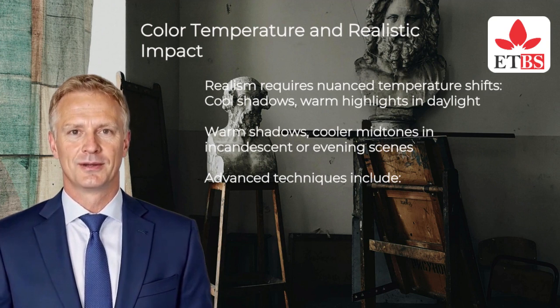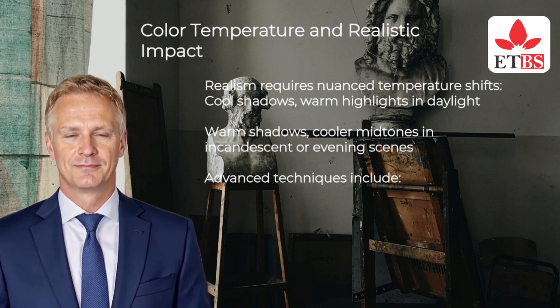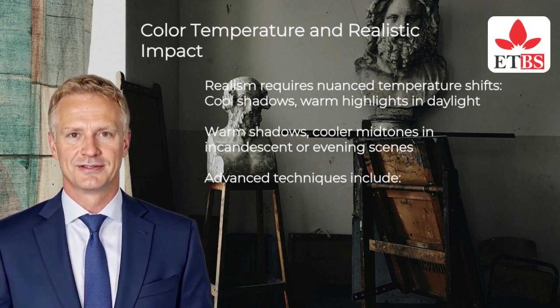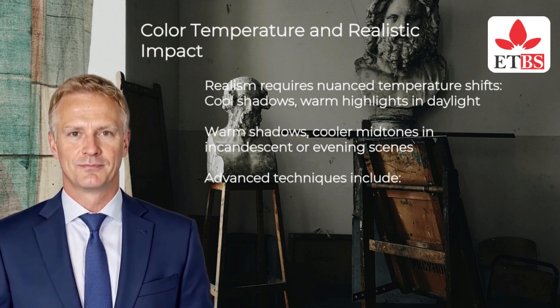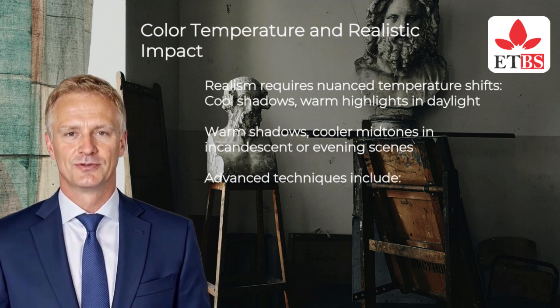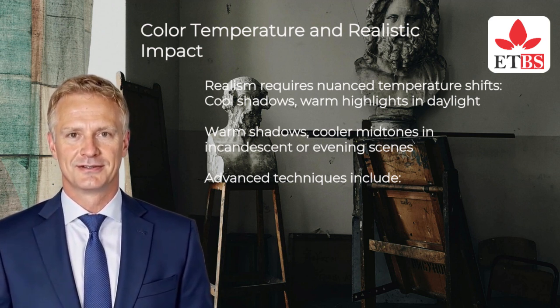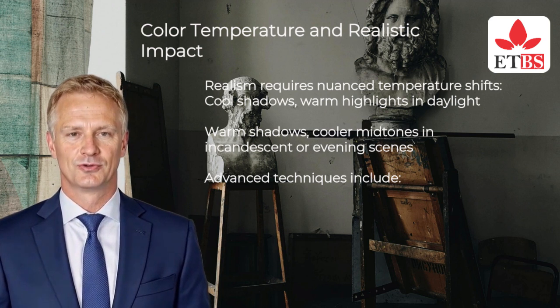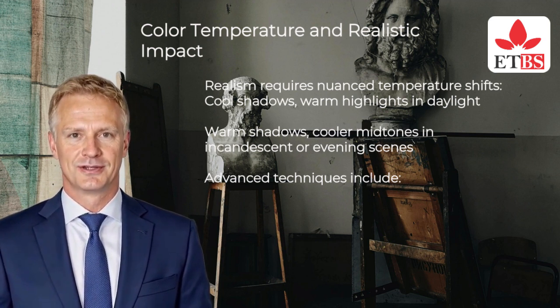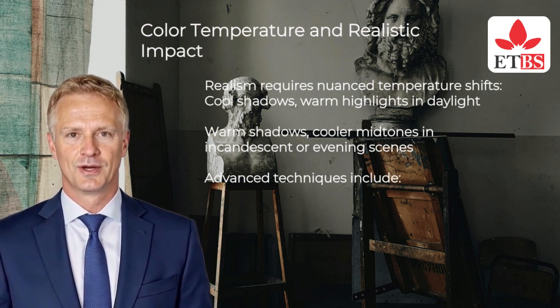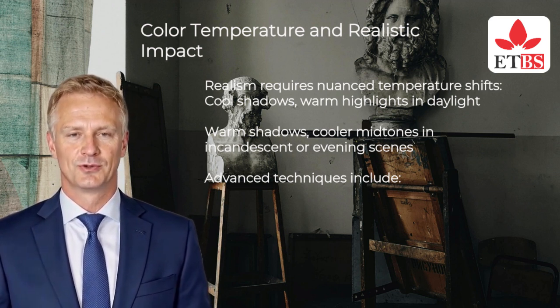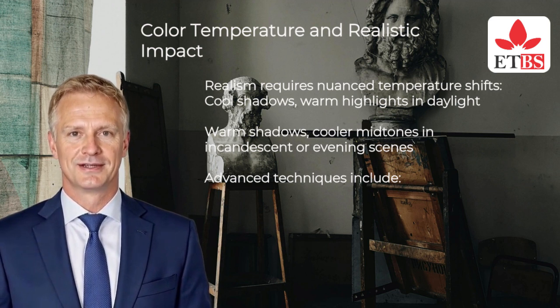5. Color temperature and realistic impact. Realism requires nuanced temperature shifts: cool shadows, warm highlights in daylight; warm shadows, cooler midtones in incandescent or evening scenes. Advanced techniques include modulating temperature within a single object, using temperature contrast to push or pull objects in space, employing optical color mixing to suggest atmospheric depth.